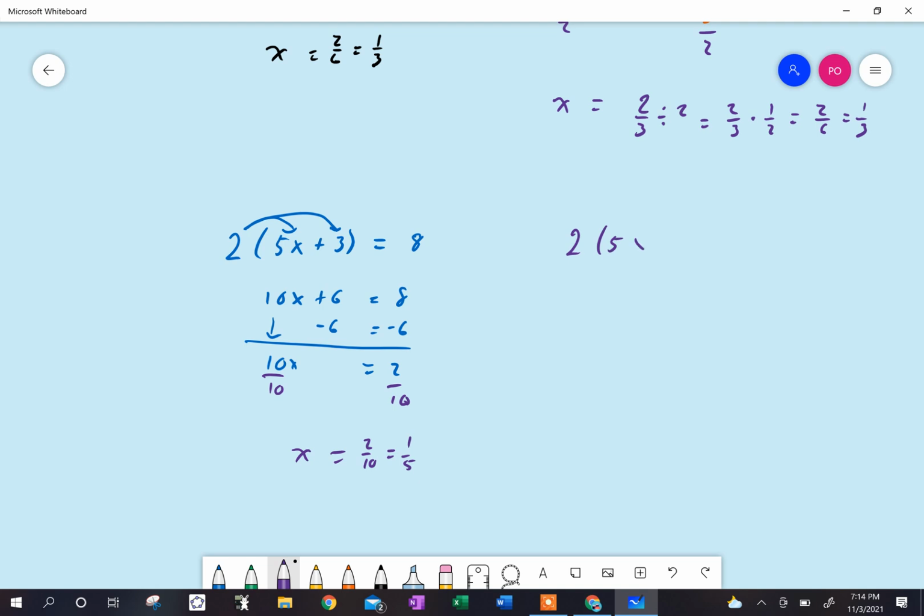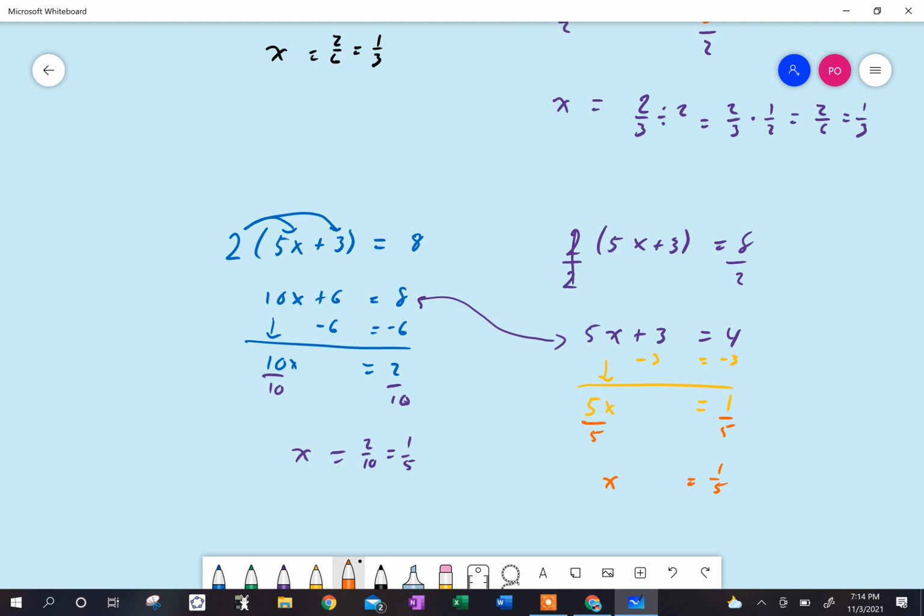But check this out. If I do it this way, because 2 goes into 8 evenly, I could divide by 2 first. And when I do that, I'm left with 5x plus 3 equals 4. Now, this and this don't really seem to be that big of a difference, but it is, because look at my subtraction now. My subtraction's smaller. I get 5x is equal to 1. Here I had 10x equals 2. Now, it's not that big of a deal, but look, x equals 1/5.